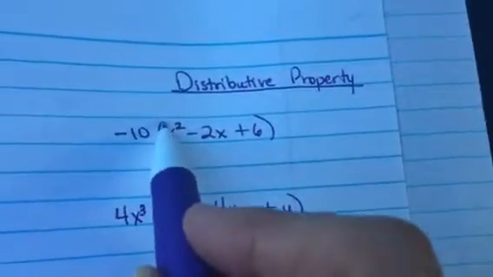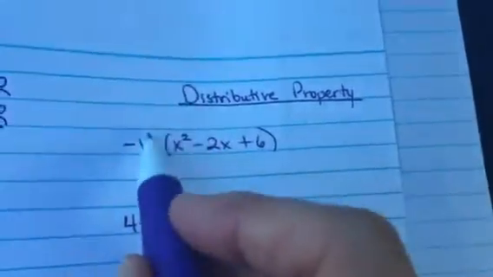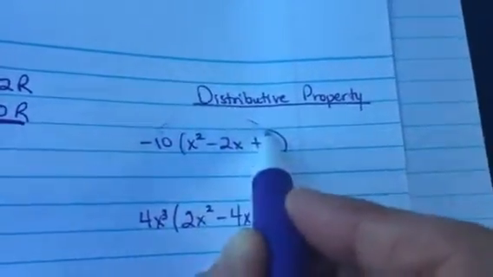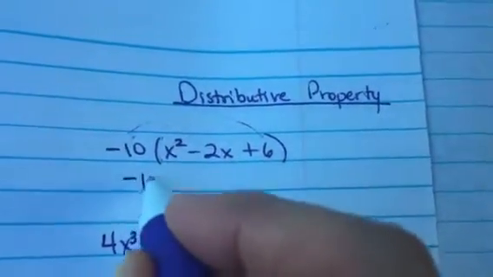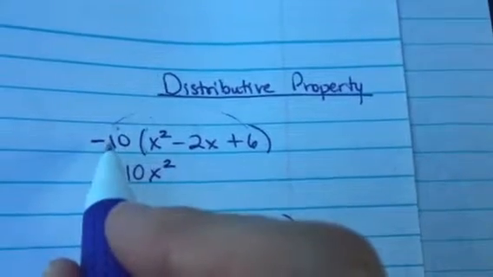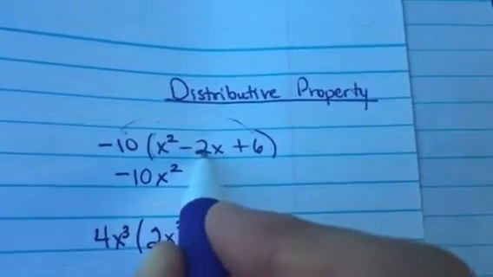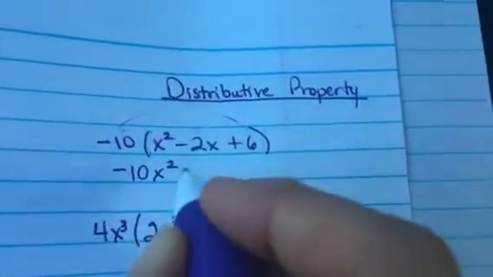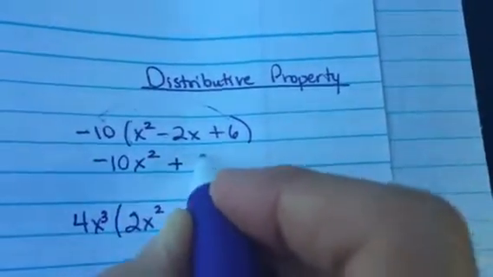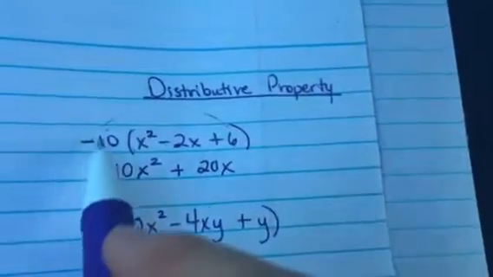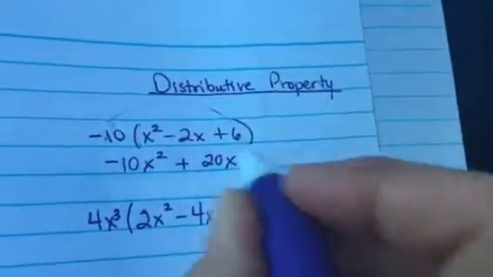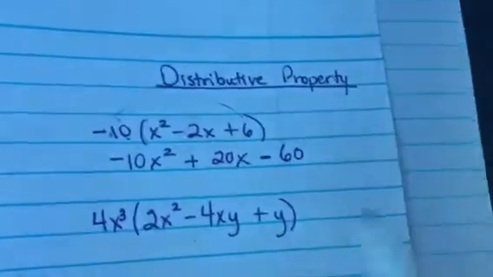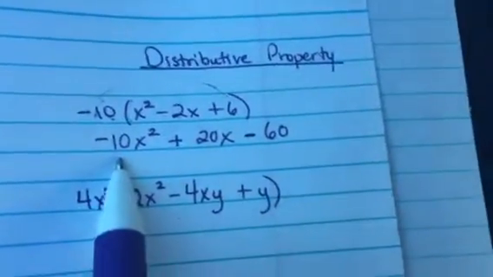Then we talked about the distributive property. Hopefully you remember this from other math classes. What this is saying is negative 10 times everything inside, so I'm going to distribute this negative 10 to everything inside. Be real careful. Negative 10 times x squared, you would just write like this. Negative 10 times a negative 2x: that's not just a 2, it's a negative 2. A negative and a negative is a positive, and 10 times 2 is 20, so I have a 20x. Now I distribute the negative 10 to the 6 as well. A negative and a positive is negative, and 10 times 6 is 60. That's all you do. Remember, you can't add these together because they're not like terms.